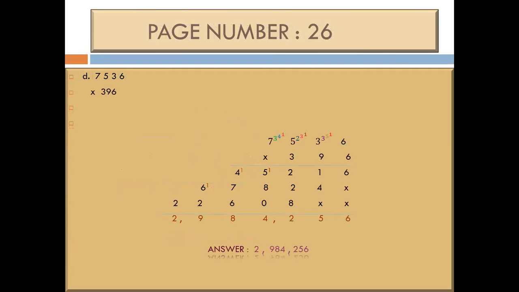D part, 7536, and we multiply it with 396. Again a 3-digit number, and we start the multiplication from which number? 6. Good. Because 6 lies on the ones place. When you multiply 6 with 6, 6 sixes are 36. We put there 6 and carry 3 on the next digit 3. 6 threes are 18. 18 plus 3 is 21. We write here 1 and carry 2 on 5. 6 fives are 30.